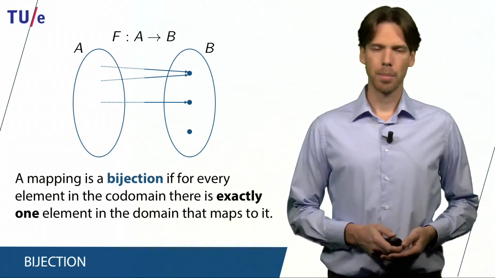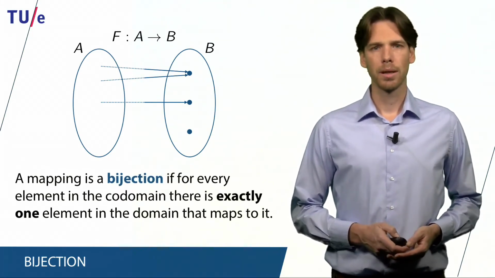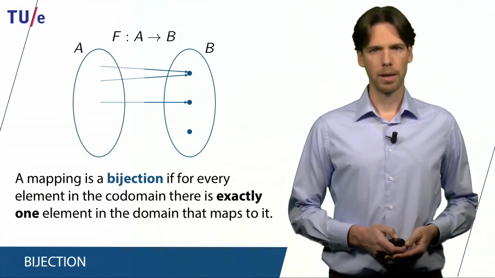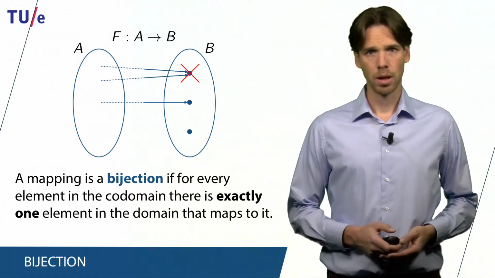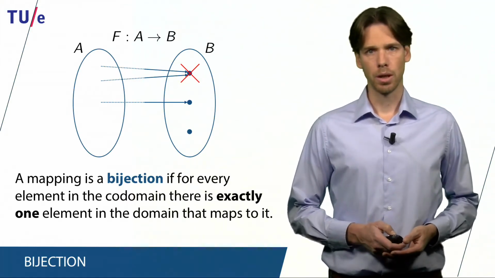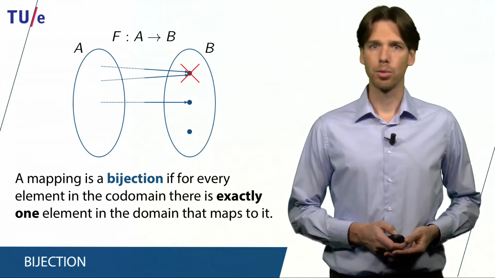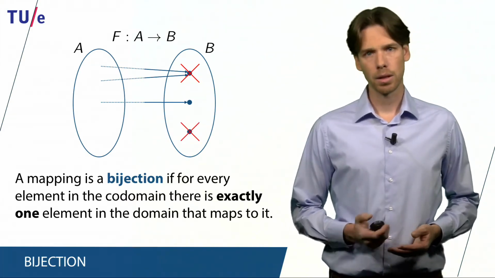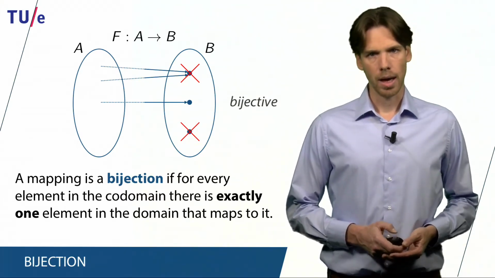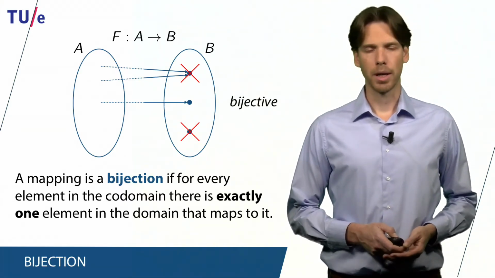A bijection is a mapping that satisfies the property that for every element in the codomain, there is exactly one element in the domain that maps to it. So, by requiring that a mapping is a bijection, we exclude the situation that an element of the codomain may have two or more incoming arrows, and we exclude the situation that there are no incoming arrows at all. A bijection is sometimes referred to as a bijective mapping.